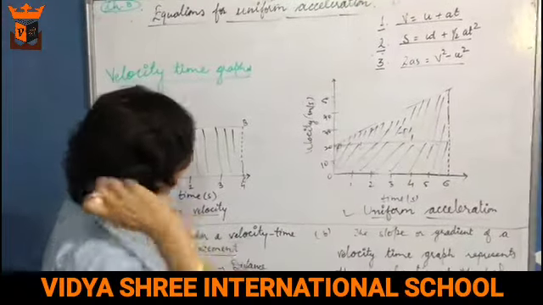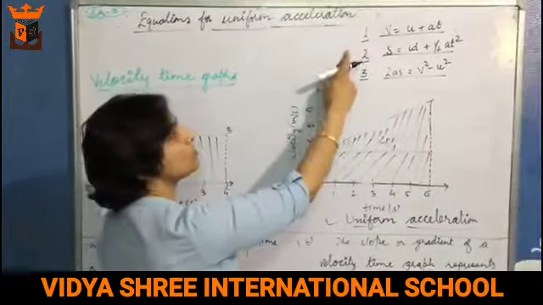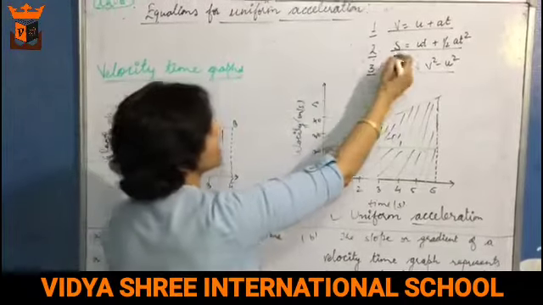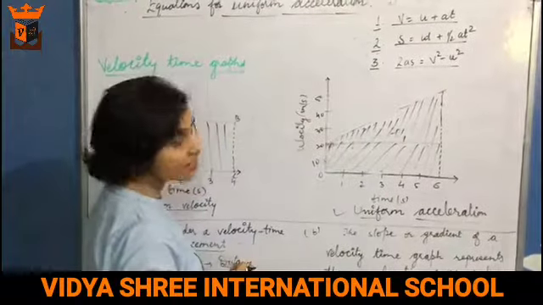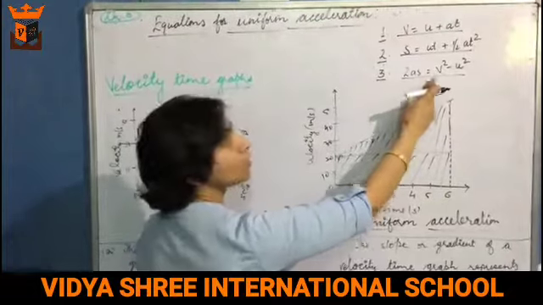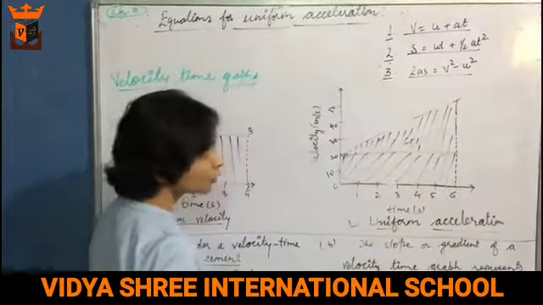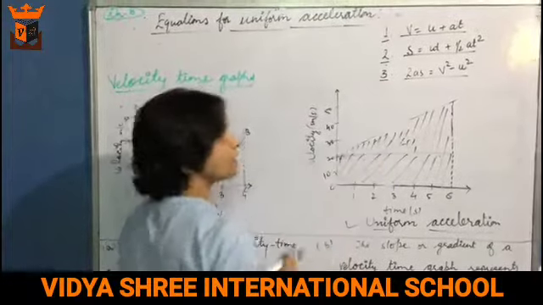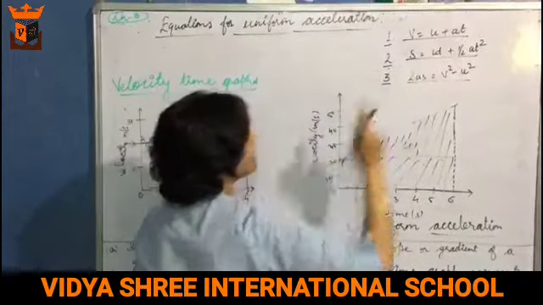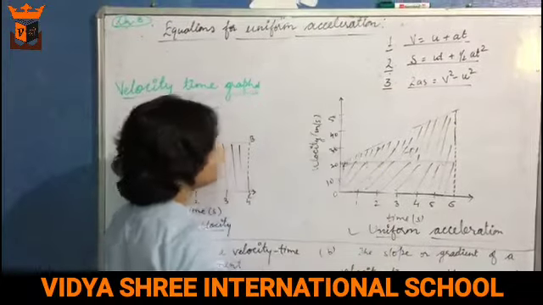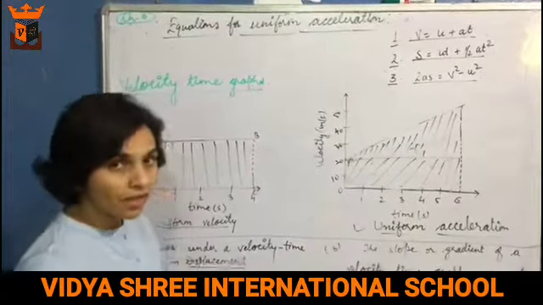Now equations of uniform acceleration. In our syllabus there are 3 equations. Equation number 1, v is equal to u plus at. Equation number 2, s is equal to ut plus half at square. Equation number 3, 2as is equal to v square minus u square, where v is final velocity, u is initial velocity, a is acceleration, t is time, s is distance. Okay?